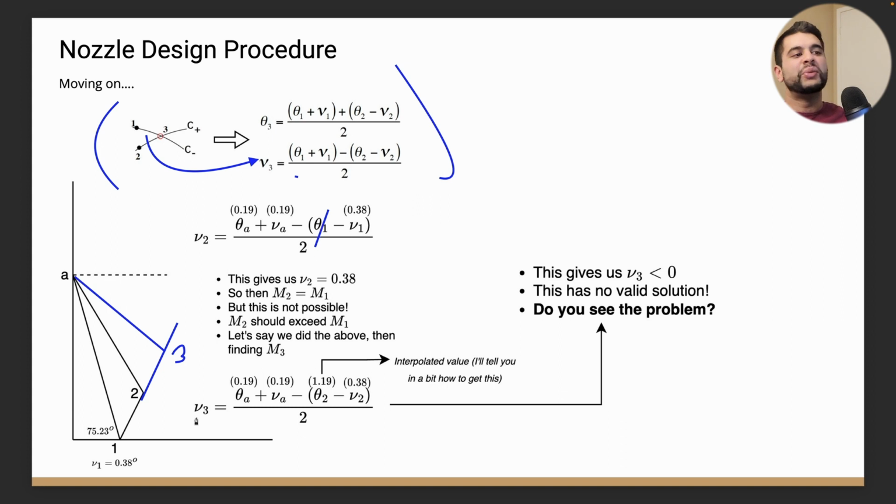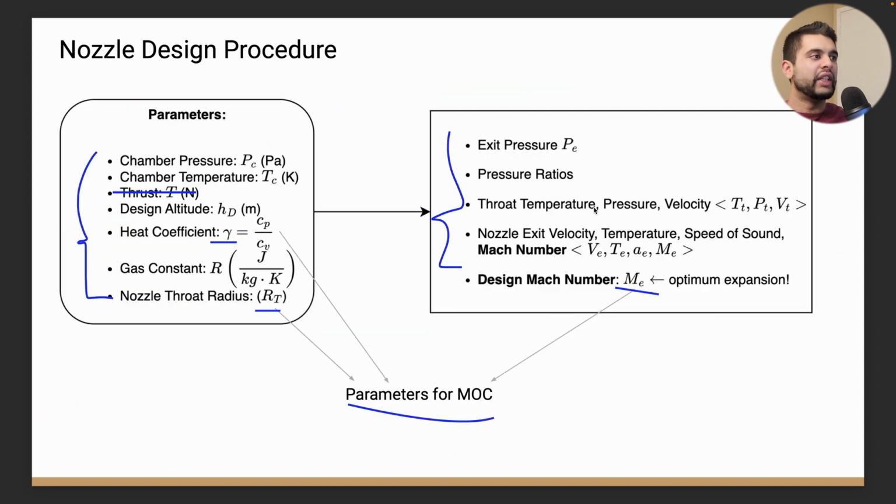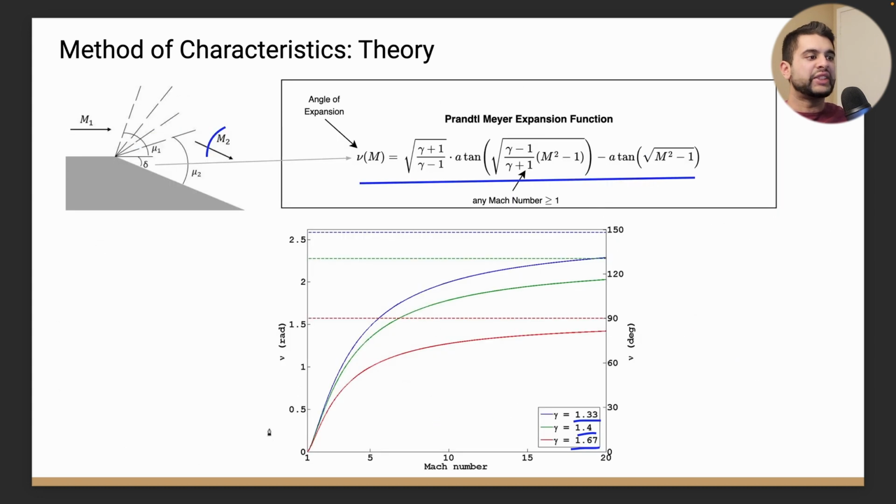So nu 3 is equal to theta A plus nu A minus theta 2 minus nu 2, divided by 2. And this value is interpolated, and I'll tell you after how you can get it. So don't worry about it now. I want you to calculate this. You will get a value nu 3 is less than 0. But that's bad. What would the Mach number be if it's less than 0? It's undefined. Because recall, in the Prandtl-Meyer function, the Mach number has to exceed 1. It can't be less than 1.